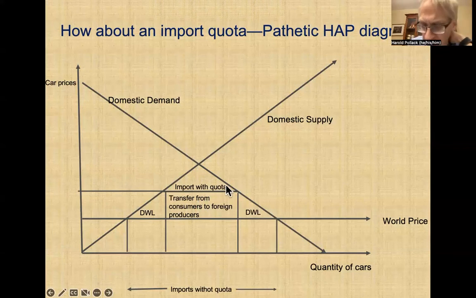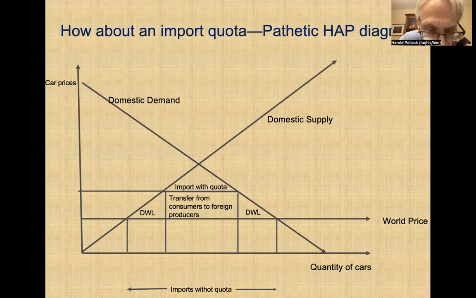So it's a funny policy that combines a lot of the worst elements of a tariff and of unrestricted trade. But we have had import quotas before. The auto industry is the most famous example.